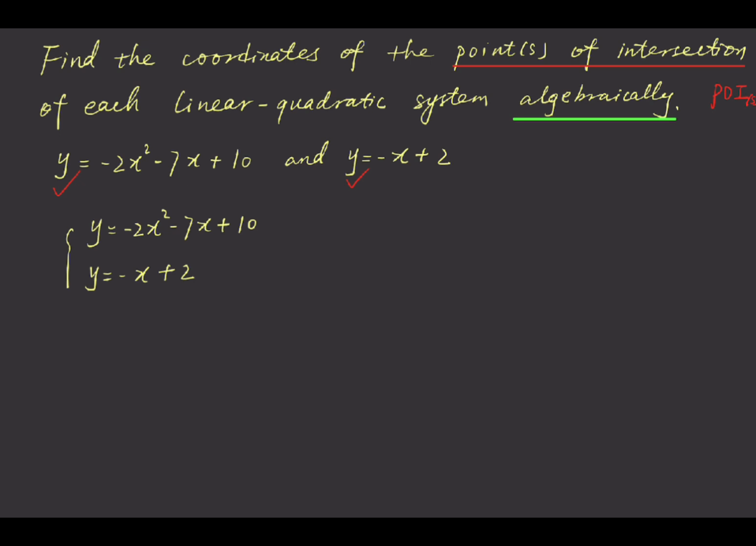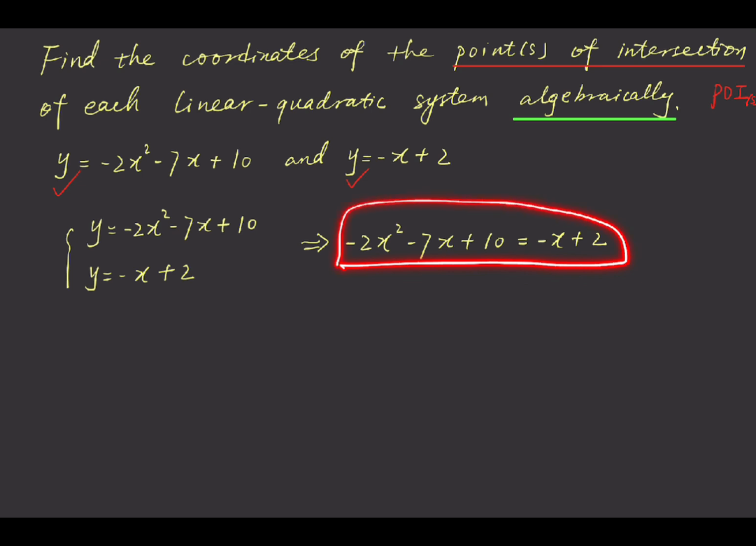So we need to make use of these two equations to create only one equation. That is, if this y equals this y, it means we have POI between this quadratic equation and this linear equation. So we can get this equation, but the prerequisite is that we assume this y equals this y.